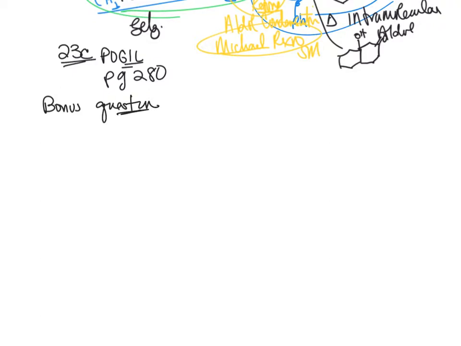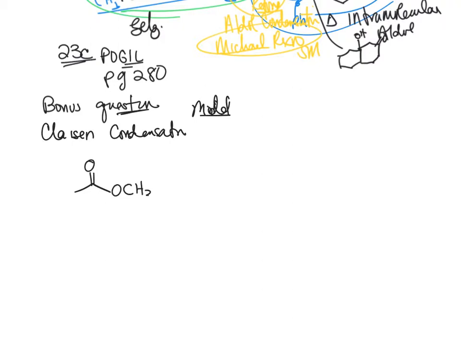Okay, so let's do the Claisen, because you had the Claisen, and so we're just going to do Model 1, the Claisen. In Model 1, you see you have an ester. So the starting material of a Claisen is an ester. The aldol starting material was either an aldehyde or a ketone. The Claisen is an ester.